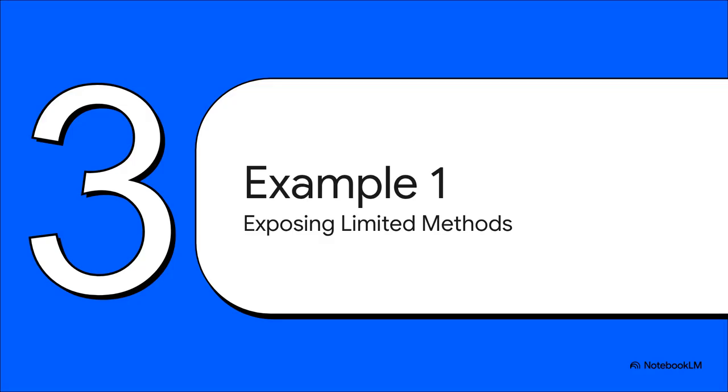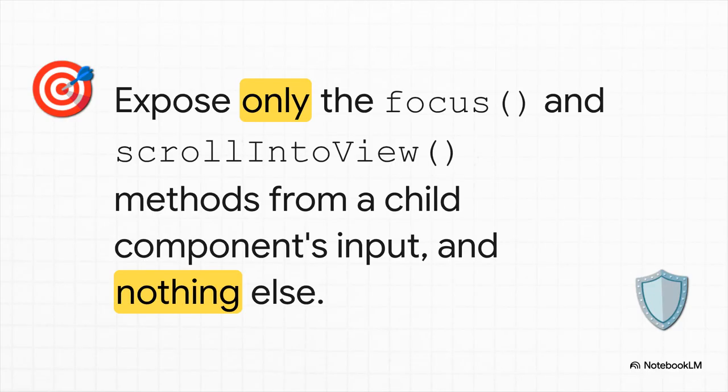All right, theory's great, but code is better, right? Let's jump into a real example and see how we can build one of these limited APIs we've been talking about. So here's our mission. We have a custom input component. We want the parent to be able to do two things and only two things. Call focus on it and scroll into view. That's it. No messing with styles, no reading values, nothing else.